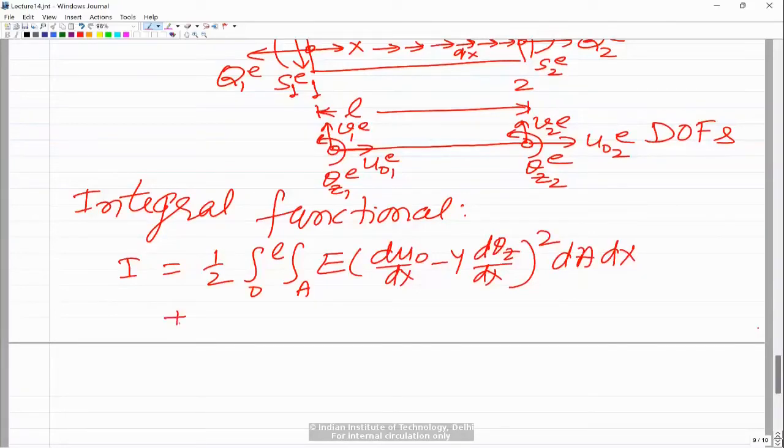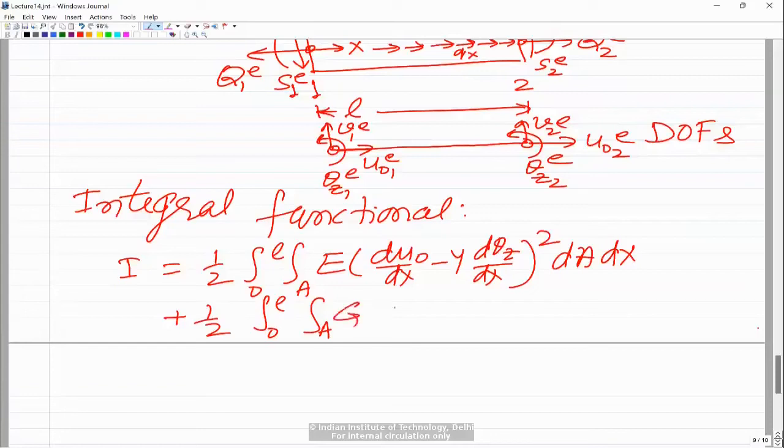Then you will also have strain energy due to transverse shear stress, which is non-zero now. So we'll have integral 0 to L, integration over the cross-sectional area, and this is going to be tau xy into gamma xy, and tau xy is G times gamma xy, so you get G times gamma xy square.